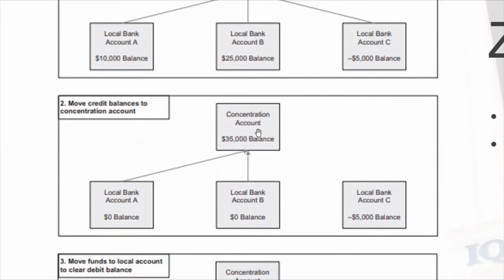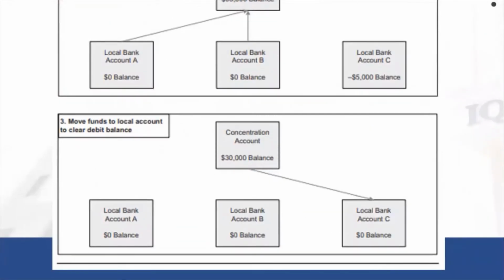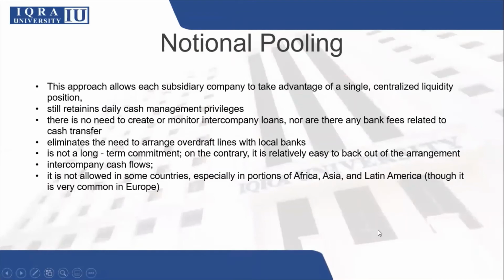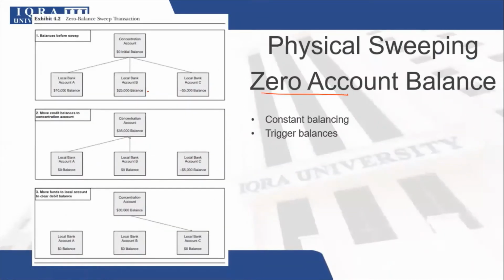Once you have money in the concentration account, you shift the amount from the concentration account into local bank account C in order to finish off that negative balance. So you had 35,000 here, you have shifted the 5,000 into bank account C, and over here also you have a $0 balance now. Okay. Now over here, there are two things.